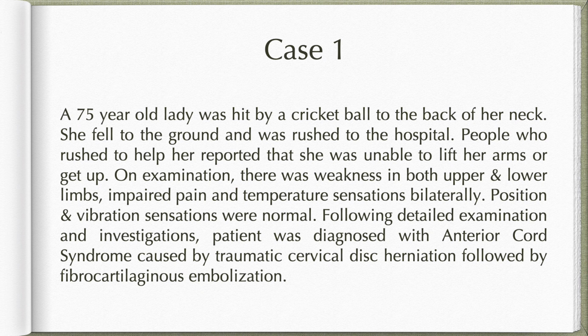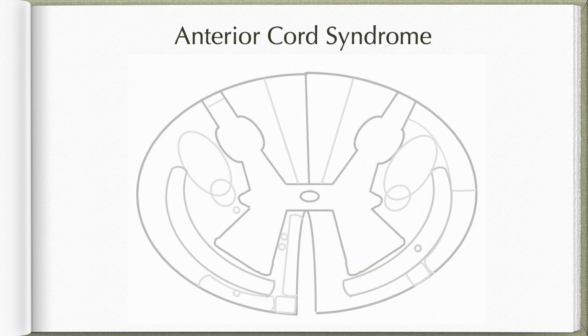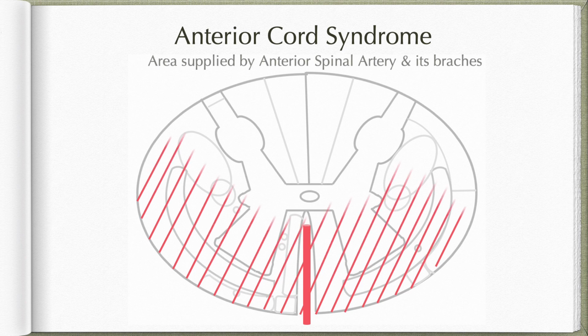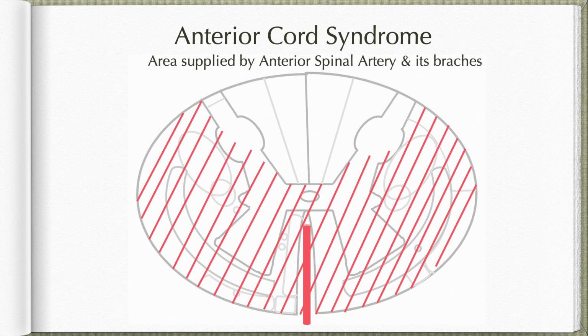So what do we mean by anterior cord syndrome? The anterior spinal artery supplies anterior 2/3 of the spinal cord. When this anterior spinal artery is blocked, it results in infarction in the anterior 2/3 of the spinal cord, what we call as anterior cord syndrome. So what will be its effects?